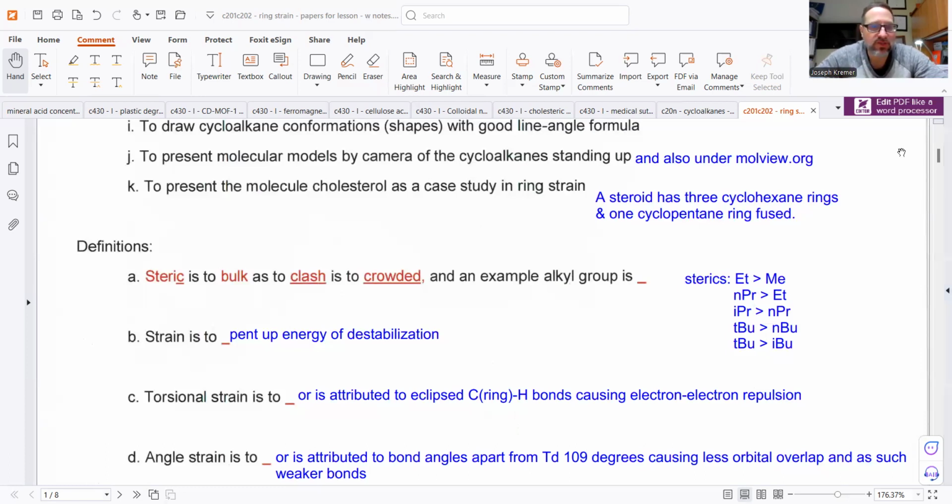Definitions for B: strain is pent up energy. When you think strain, think pent up energy, or think strain your back. So the strain is not desired. Molecules desire to do resonance, yeah, but they do not desire to have strain.